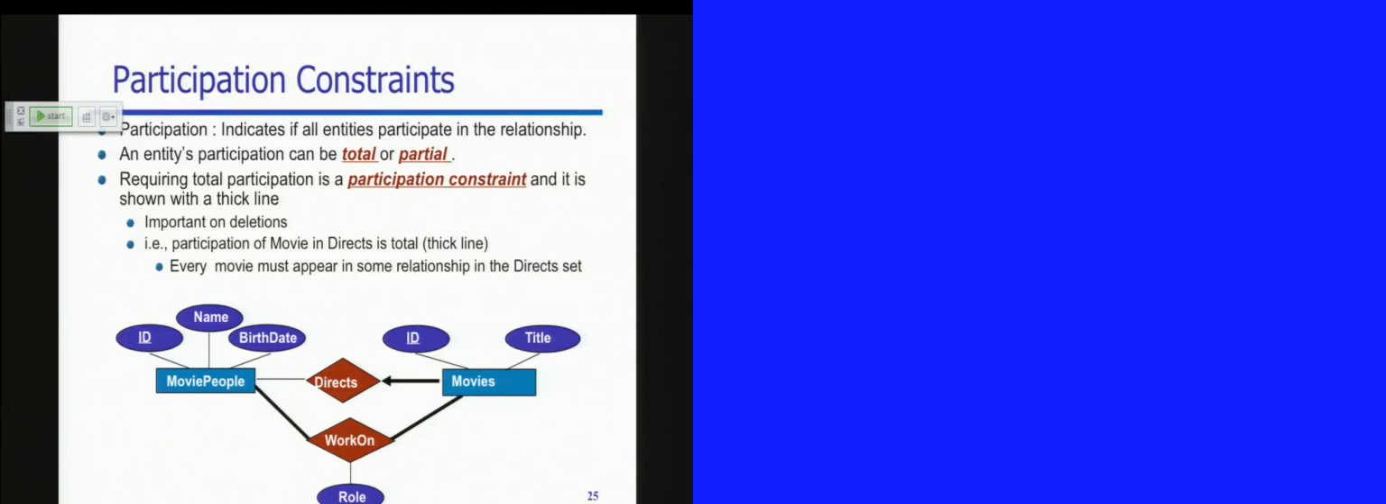It could be the case that work on is going to be any kind of work that you've done on the movie, whether you've acted, directed, or been a producer. It's all considered working on a movie. And then you'll have another relationship that more specifically tells you what you've been doing. And this one tells you whether you've been a director. So if you've been a director, you will be added in a work on relationship.